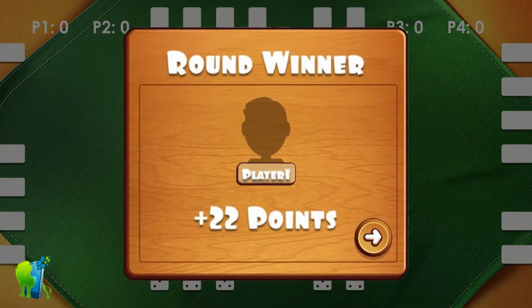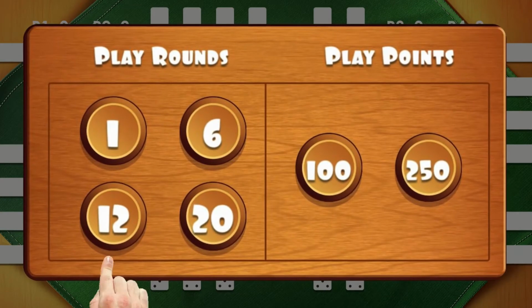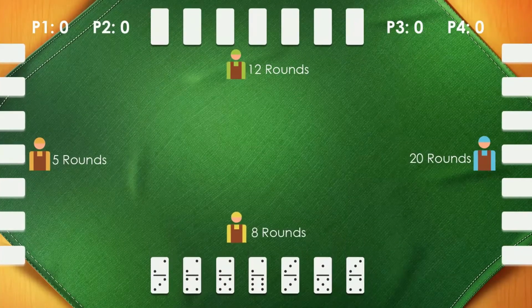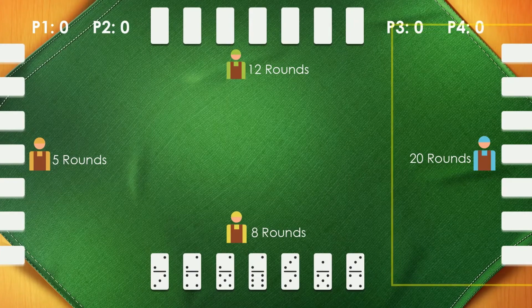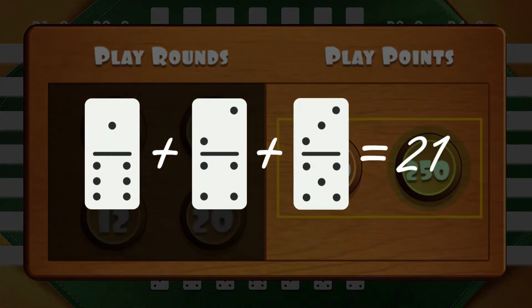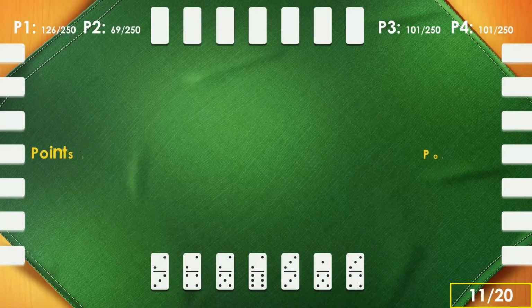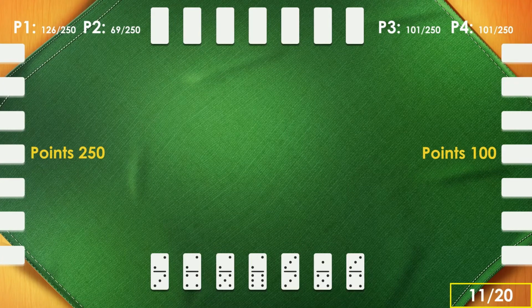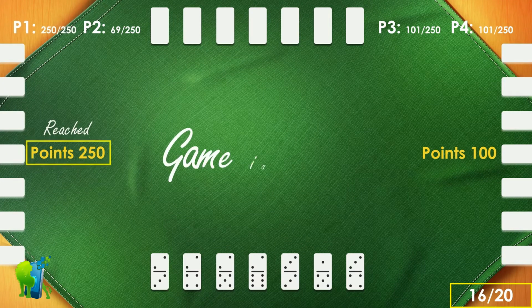End the round and award points. If you are playing 1, 6, 12, or 20 rounds, then each win counts as a winning round, and the winner is the one who collects the number of rounds. If you are playing to 100 or 250 points, the score of a game is the number of pips in the losing player's hand. Whenever a set number of total points, 100 or 250, is reached, the game is over.